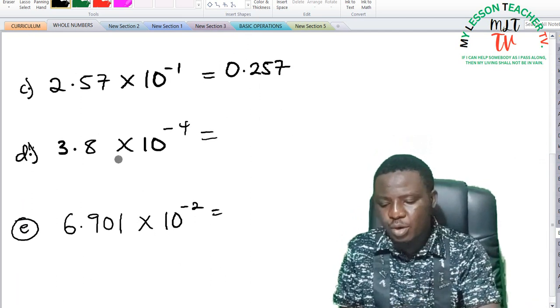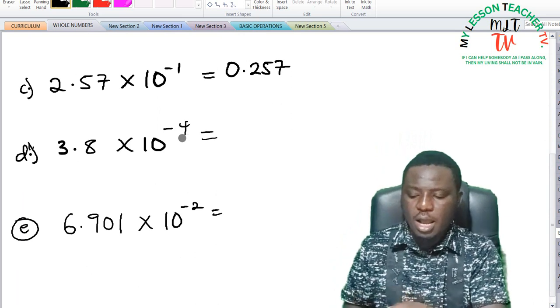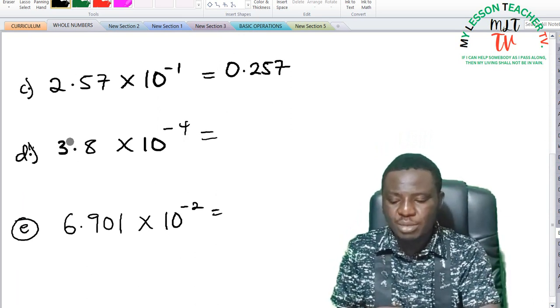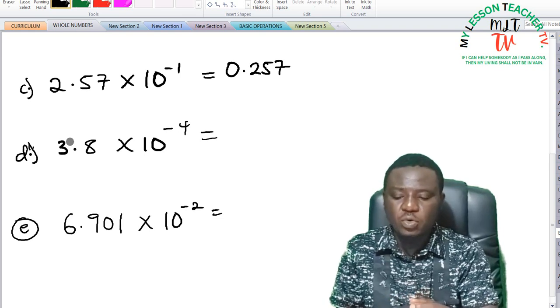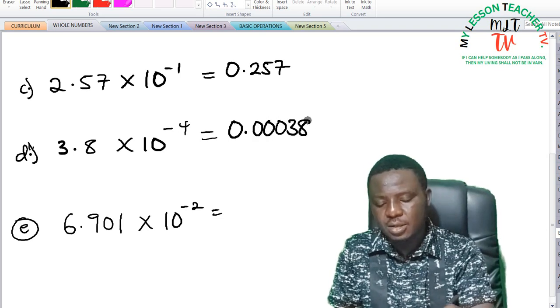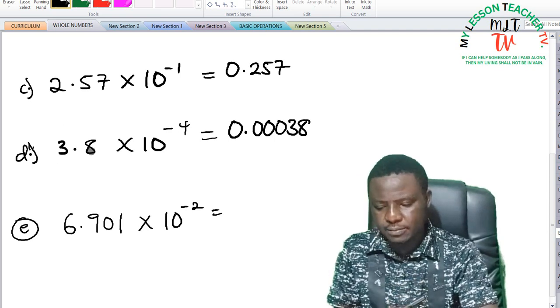D, 3.8 times 10 raised to the power of minus 4. I'm going to move the decimal point 4 times to the left, meaning I'm going to add 3 zeros before 3. So this is said to be 0.00038. Note, when you move the decimal point, you then add up all the numbers.